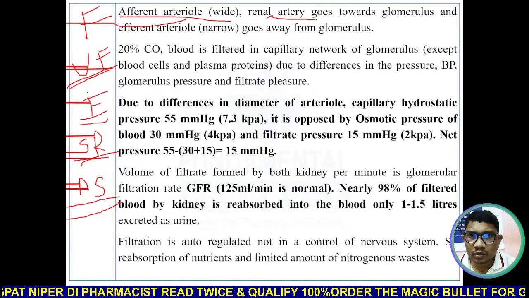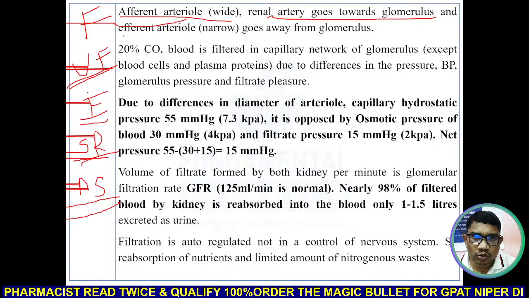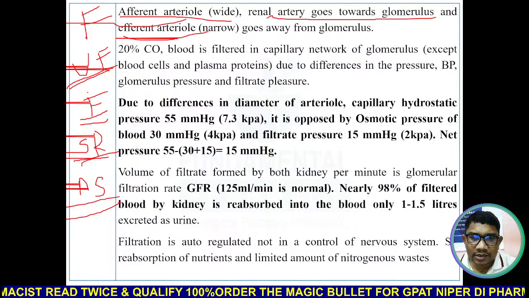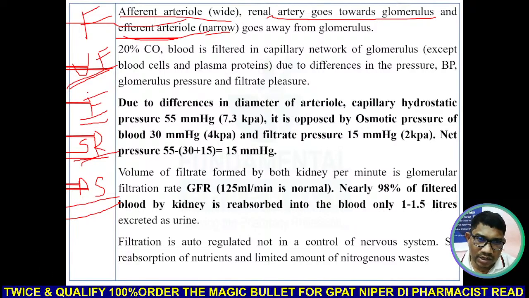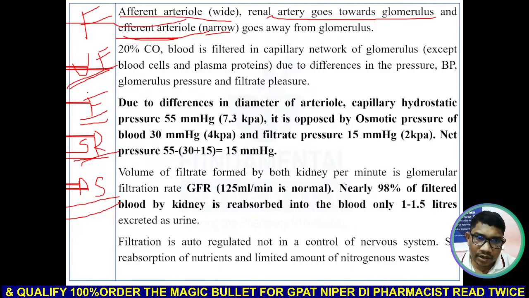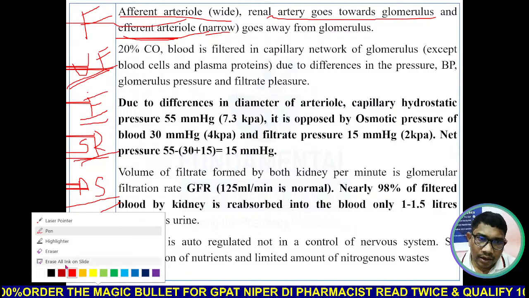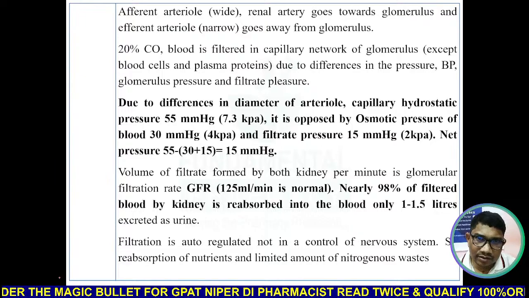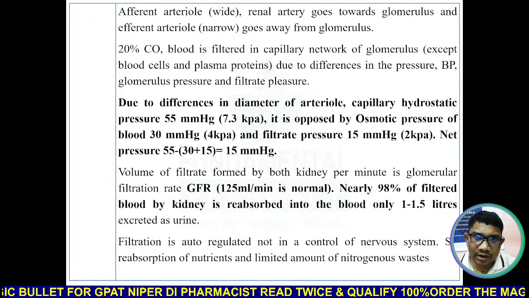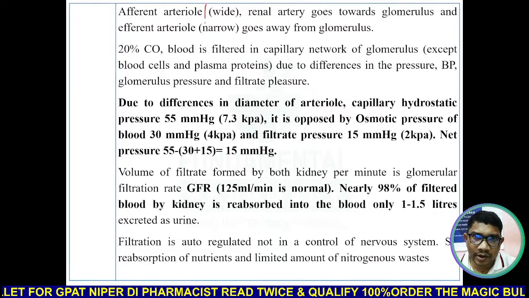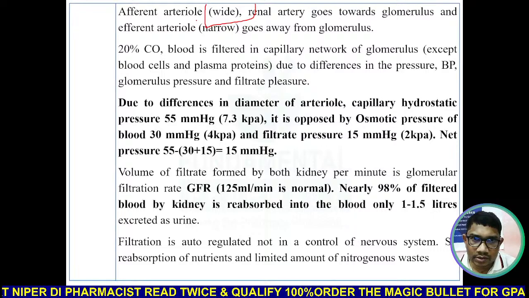Renal artery goes into the glomerulus and efferent arteriole. Efferent means the one that is smaller; efferent arteriole is narrow in size. Afferent arteriole is bigger in size, and efferent arteriole is smaller in diameter. Because of that difference in the diameter, there is a pressure. Afferent arteriole is wide in size and efferent is narrow in size.